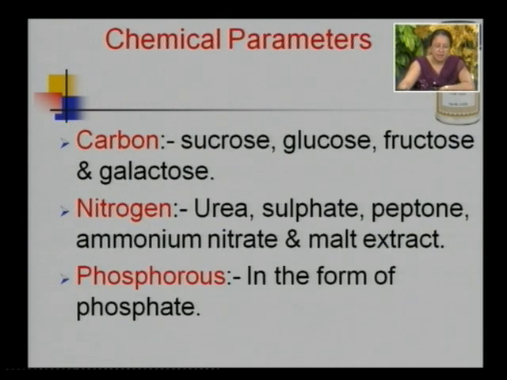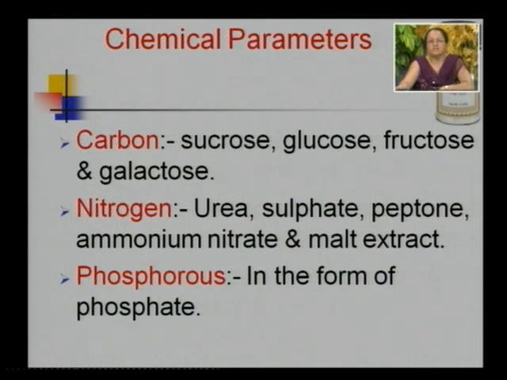Now, the chemical parameters which are used for citric acid production and maintained in the fermenter, the main ones are carbon, nitrogen and phosphorus. The type and concentration of carbon increases the yield of citric acid production. The carbon may be in the form of sucrose, glucose, fructose or galactose.